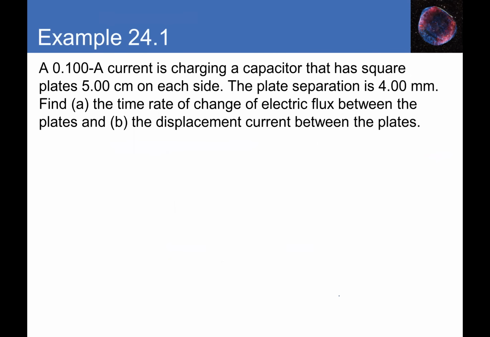All right, so let's look at an example here. Your 0.1 amp current is charging a capacitor that has square plates, 5 centimeters on each side. The plate separation is 4 millimeters. What we want to do here is find the time rate of change of electric flux between the plates. Let's look at part A, the time rate of change of electric flux.